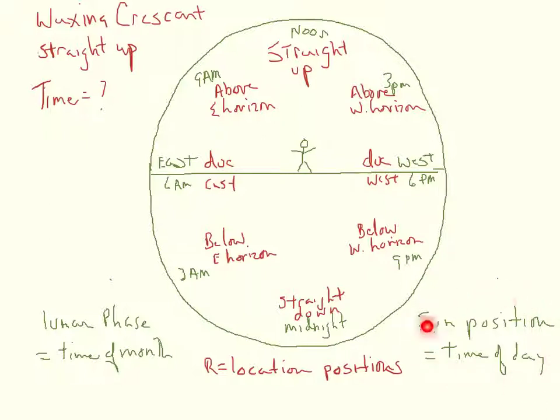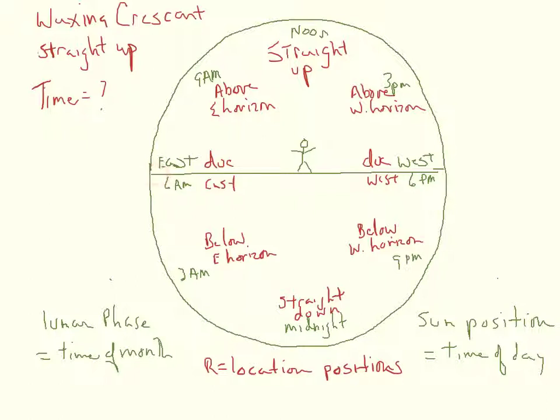I did the sun positions, and typically when we talk about phases, we're talking about 6 p.m. in the west, that's when the sun sets. 6 a.m. in the east, that's when the sun rises. Noon is when the sun is straight up. Midnight is when the sun is straight down. And then I just bisected these times.